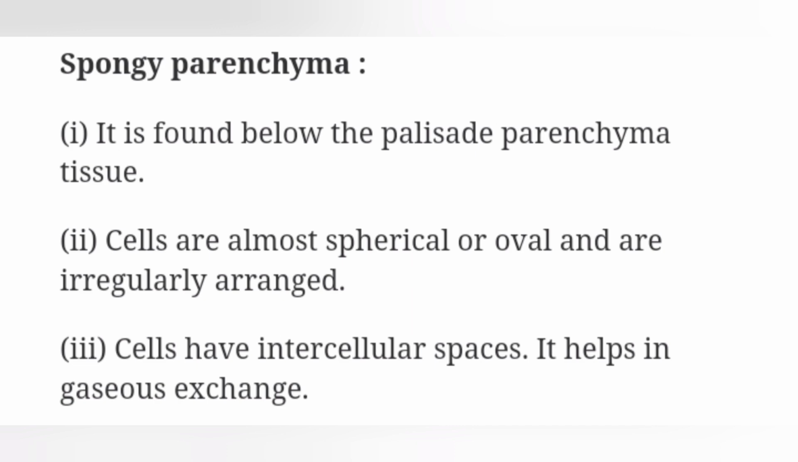Spongy parenchyma. First point, it is found below the palisade parenchyma tissue. Second point, cells are almost spherical or oval and are irregularly arranged. Third point, cells have intercellular spaces. It helps in gaseous exchange.